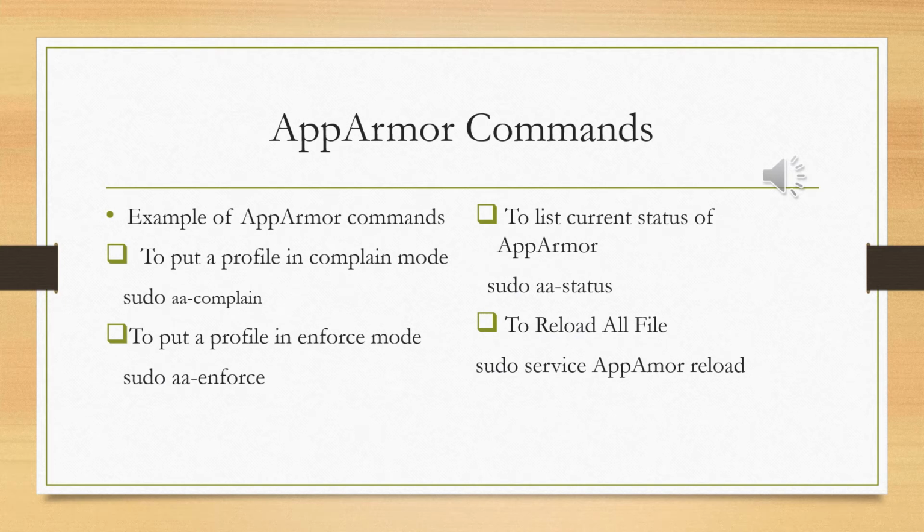In this slide, I'll go over AppArmor commands. The following are examples of AppArmor commands. If you want to put a profile in complain mode, you will use sudo aa-complain. If you want to put a profile in enforce mode, then you use sudo aa-enforce. If you want to list the current status of AppArmor, you use sudo aa-status, and if you want to reload all files, you use sudo service apparmor reload.